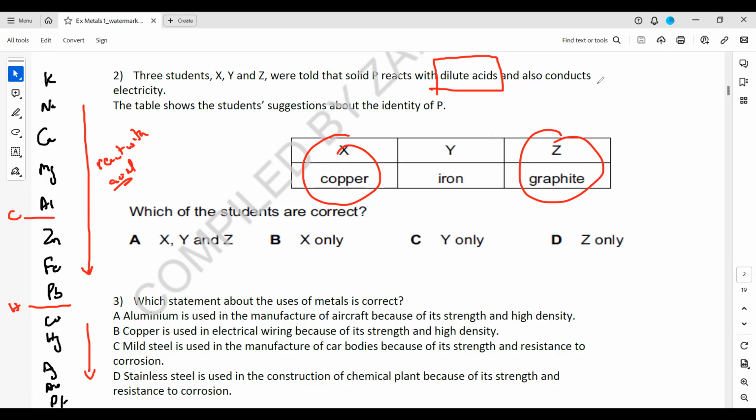So what are we left with? We are left with a metal. So C should be the right answer. Why? Is it clear? The graphite does not react with acid, and a non-metal also has no reaction, as well as copper, which is less reactive and does not react with dilute acids. So it should be iron only.